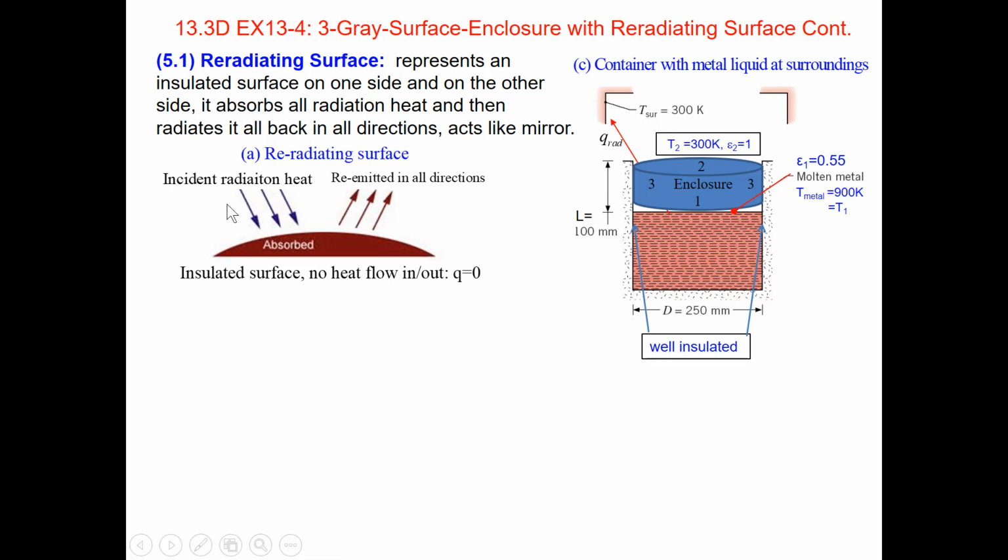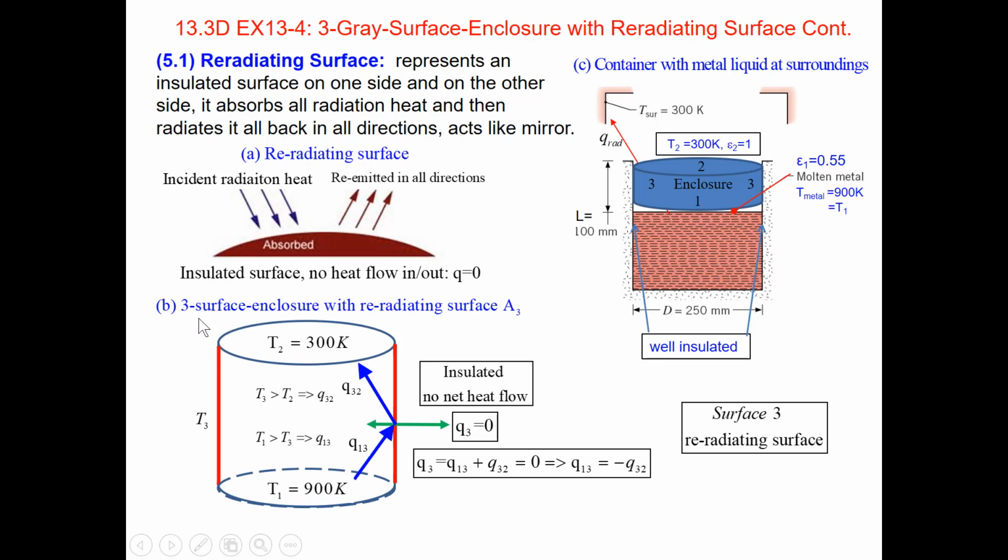As shown in this illustration, the re-radiating surface represents an insulated surface on one side. As a result, there is no heat flow in or out. On the other side, it absorbs all radiation heat and then radiates all back. It acts like a mirror.